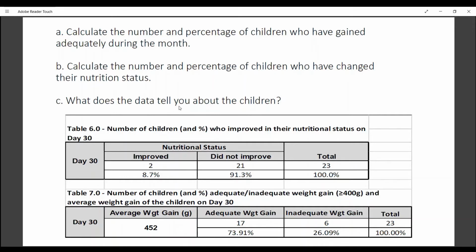So what does the data tell you about the children? Again, as I mentioned before, it seems that the average weight gain seems good and also the number of children, but it's still a little bit worrying that only 2 have improved. This can be due to most of the children being admitted with maybe severe malnutrition, so they take longer to change their nutrition status. Also, children admitted with mild malnutrition can take longer, 1 or more heart sessions, to be able to change into the normal nutrition status.